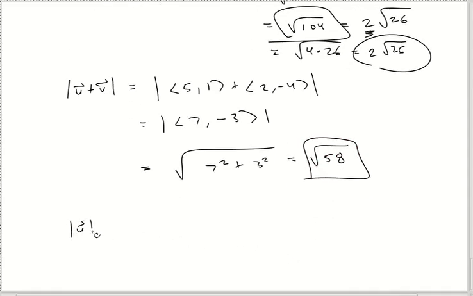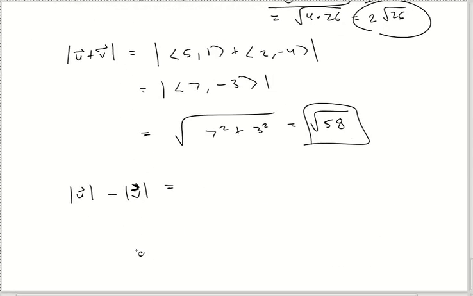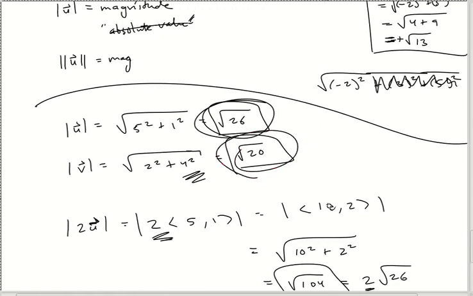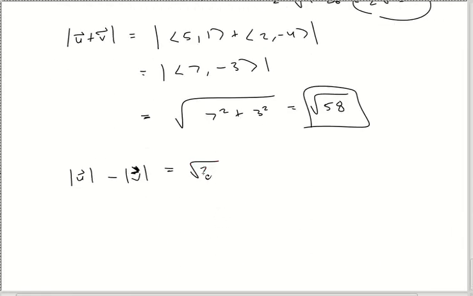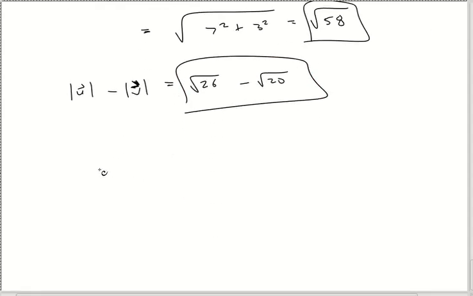Last one. It says magnitude of u minus magnitude of v. Notice that these guys are separated. They're saying, okay, find the magnitude of u. I got that. Find the magnitude of v. Okay, well, I got that. Put a minus sign between them. Okay, I could do that. Ta-da, we're done. Pretty easy.